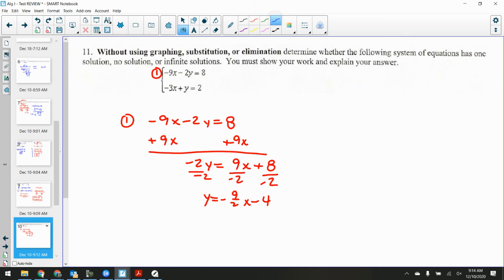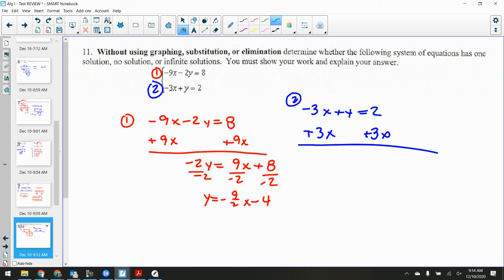Let's check. Here's equation 2. Negative 3x plus y is 2. I add the 3x over to the other side. Y is equal to 3x plus 2. Are the slopes the same? No. So they're not parallel. Are they the exact same equation? No. So they're not infinite. So therefore, if it's not no solution, if it's not infinite solutions, we would know that there is one solution.